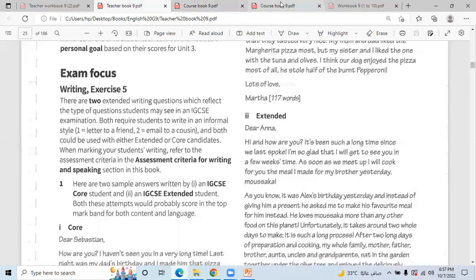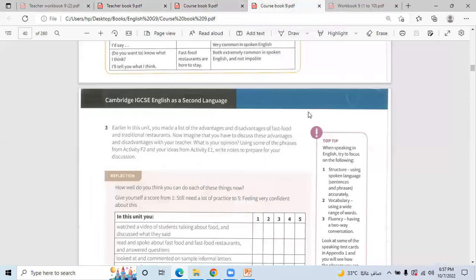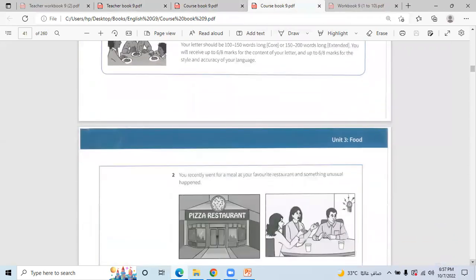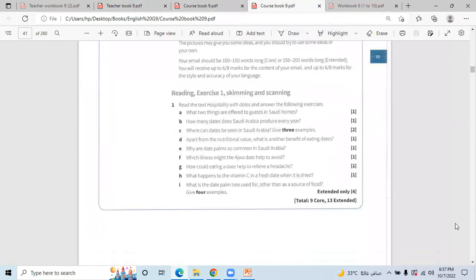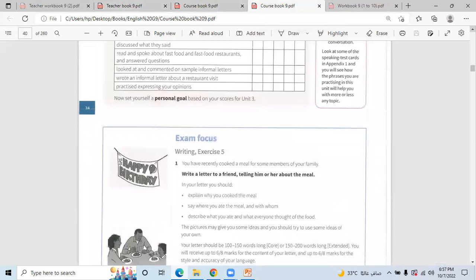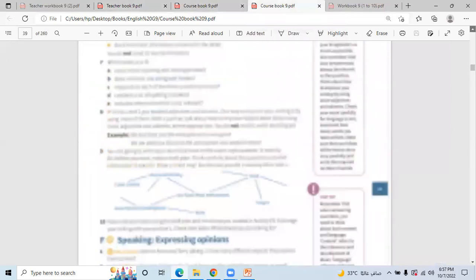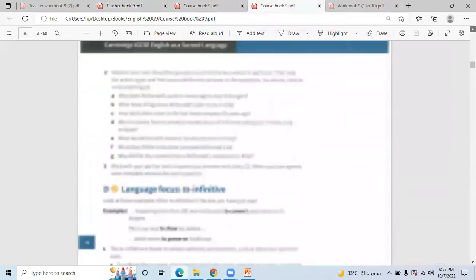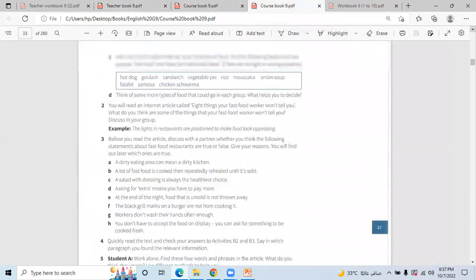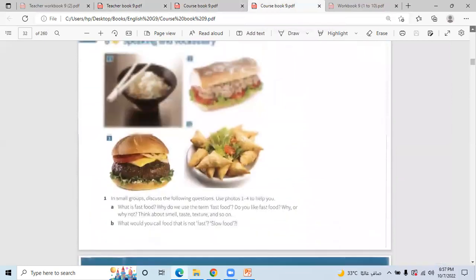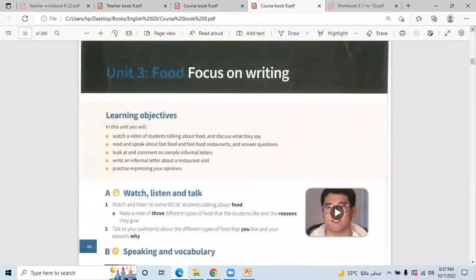All right, so that is it. This is the end of unit number 3. We have answered almost all the questions. The rest of the things we'll be doing in the class. I would appreciate it if you have any questions, you ask me during the class about anything related to this unit number 3, food.